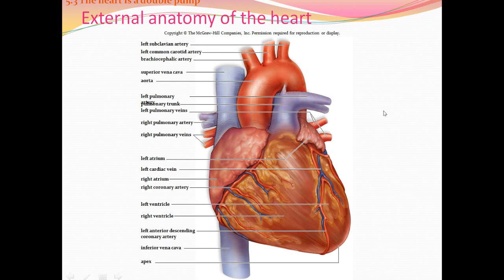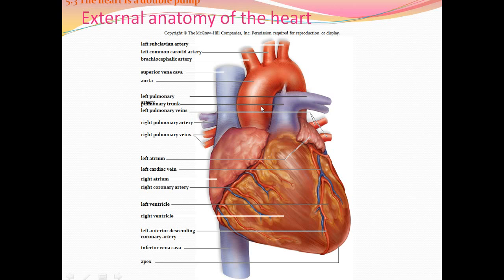Now, if you look here, there are lots of big vessels. This one and this one are veins. The top one is called the superior vena cava, and the bottom one is the inferior vena cava. I wish I had a tablet. The superior vena cava drains blood from above your head back to your heart. The inferior vena cava brings blood from below the heart back to the heart.